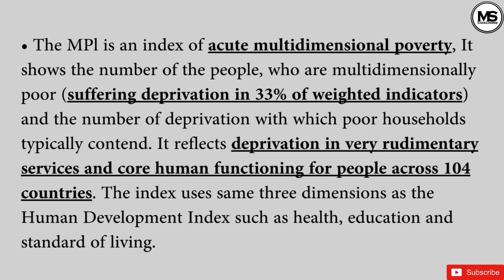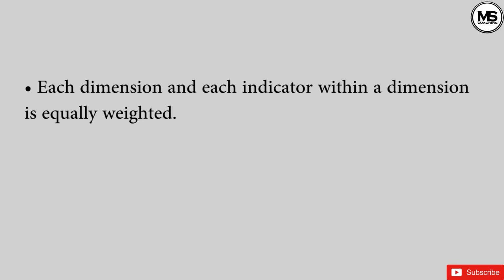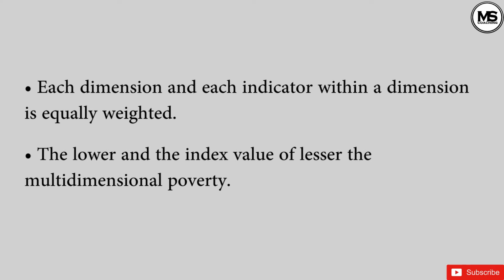The index uses the same 3 dimensions as the Human Development Index, such as health, education and standard of living. These are measured using 10 indicators. For health, indicators are child mortality and nutrition. For education, indicators are years of schooling and children enrolled. For living standards, indicators are cooking fuel, toilet, water, electricity, floor and assets. Each dimension and each indicator within a dimension is equally weighted. The lower the index value, the lesser the multidimensional poverty.